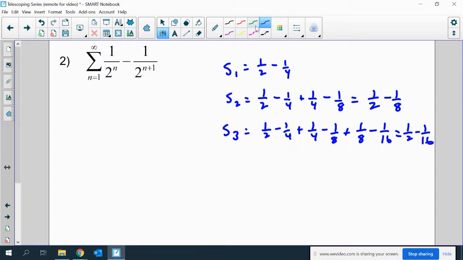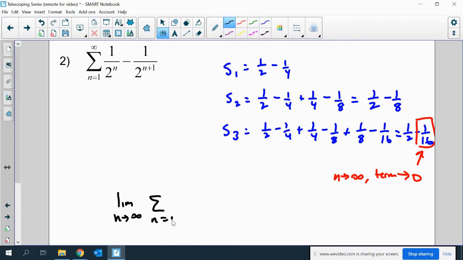And then the other thing that I'm going to notice is that this thing keeps getting small, and it basically goes towards 0. As n goes to infinity, this term goes to 0. So the limit as n goes to infinity of the sum from n equals 1 to infinity of 1 over 2 to the n minus 1 over 2 to the n plus 1 is 1/2.